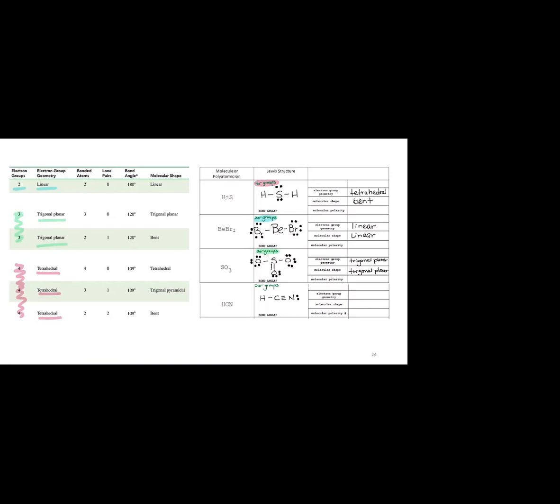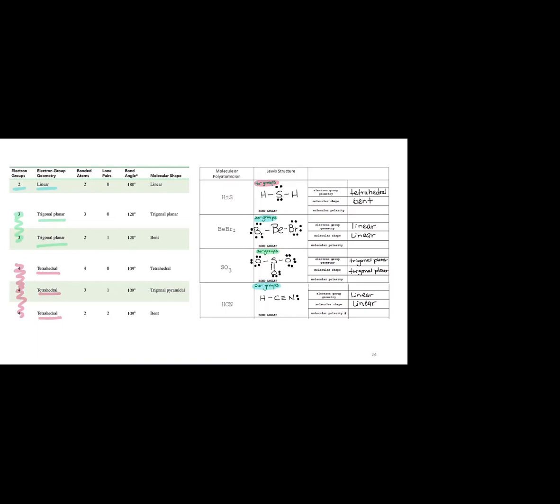And lastly, for HCN, we have linear and linear. So the electron group geometry is linear, and the molecular shape is also linear. For those students that are like, wait, I don't get it: 2 electron groups means an electron group geometry that is linear.